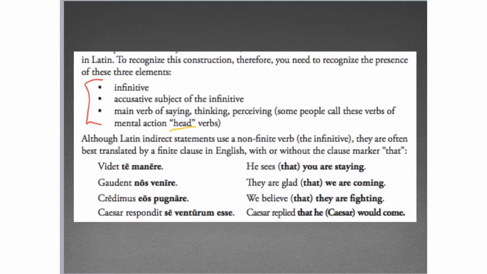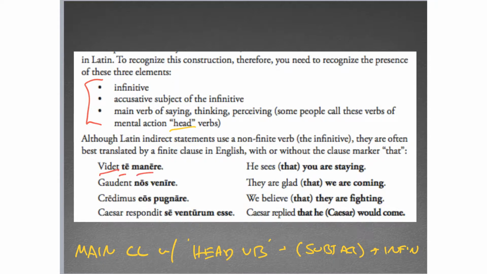So in other words, you're going to have your main clause with a head verb, all right, plus that subject accusative, and that is optional, but if there is an accusative, it will be in the subject, plus your infinitive, and that's going to be the main formula in Latin for the indirect statement. And then at the bottom here, you can see some examples. All right, so head verb, subject accusative, infinitive. And the important thing is, in Latin, indirect statement is used with an infinitive. In English, you can see that it is used with an indicative.